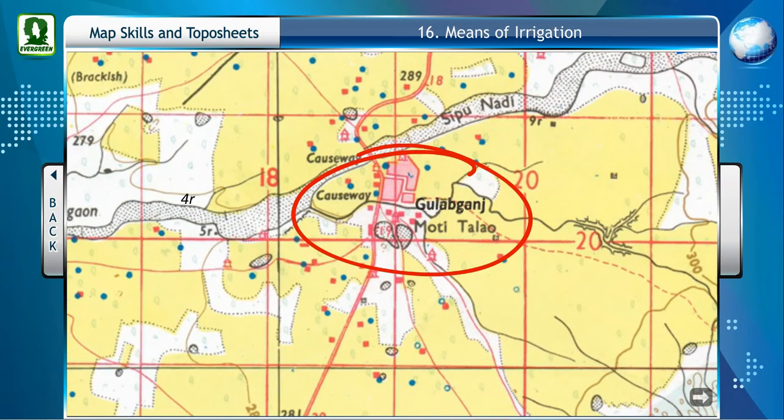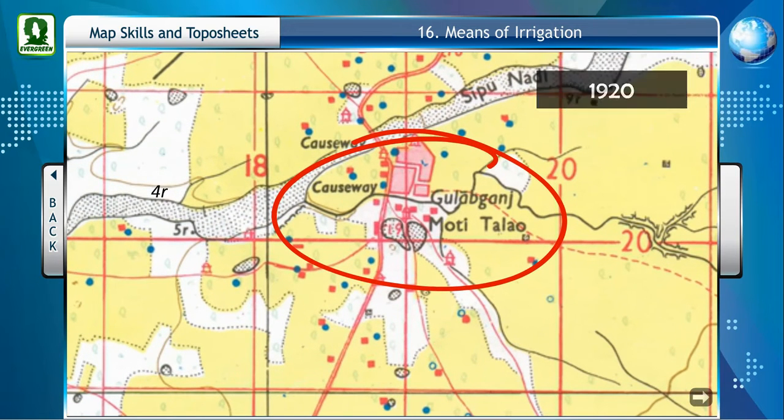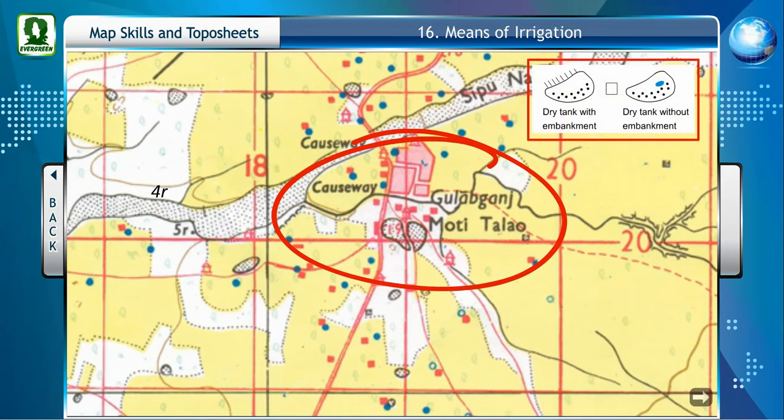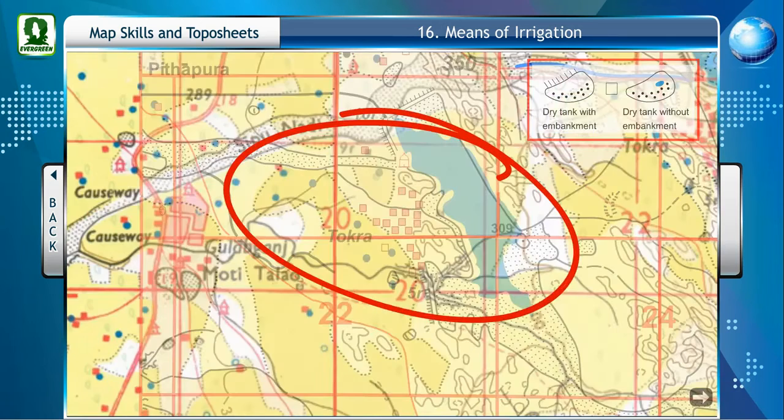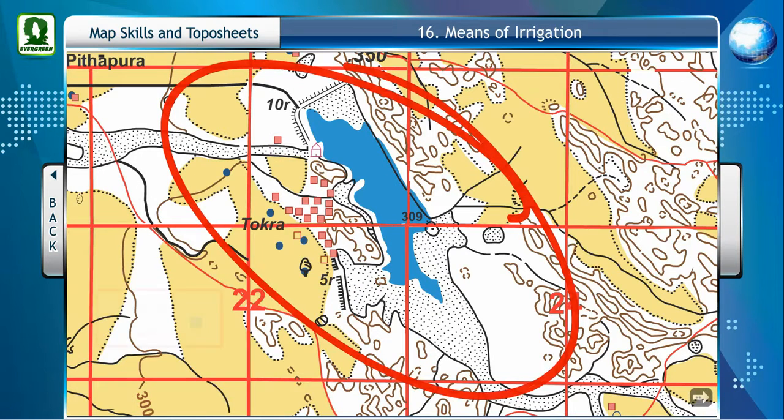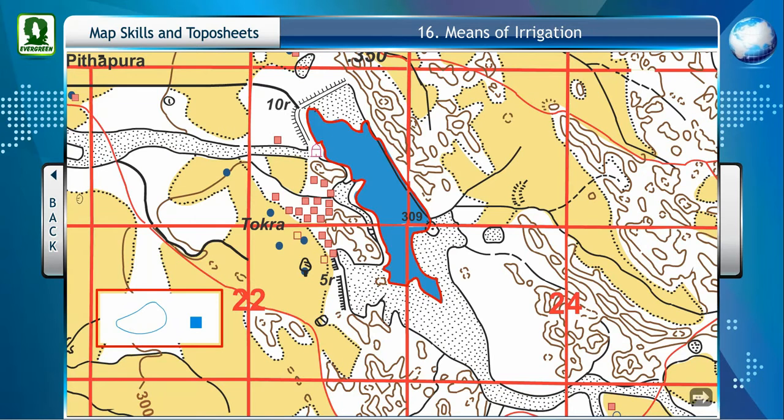Village Gulbganj, located in 1920, has a dry tank named as Moti Talao, whereas the village Tokra has a perennial tank with the relative depth of 10 meters. The zigzag lines around the tank indicate that the tank has an earthen dam.